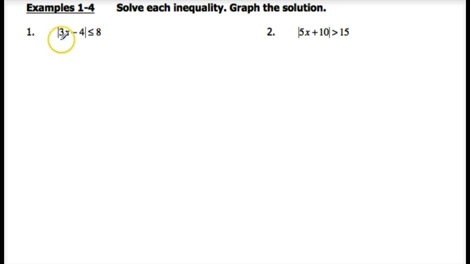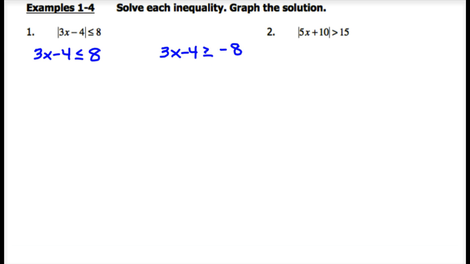My absolute value expression is already isolated for this problem, so right away I'm going to write two separate inequalities. My first inequality is just going to be 3x minus 4 is less than or equal to 8. Exactly what you see up here, just no absolute value bars. Your second inequality is going to be 3x minus 4. You're going to flip the inequality sign, so you'll make this a greater than or equal to, and then you're going to do the opposite of positive 8, which is negative 8. So your second inequality will be 3x minus 4 is greater than or equal to negative 8.